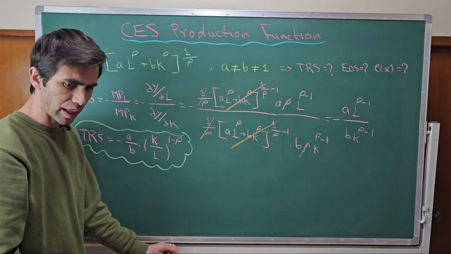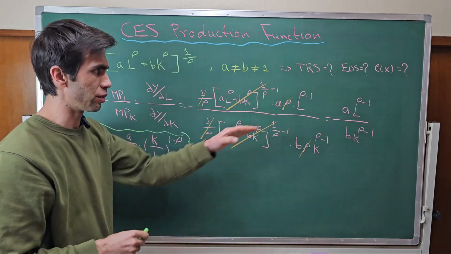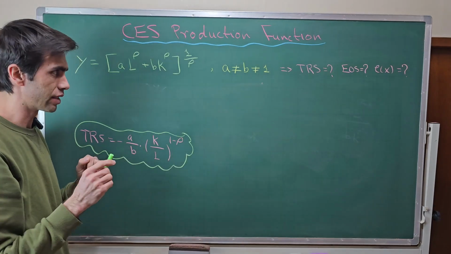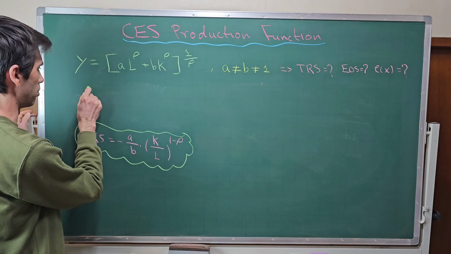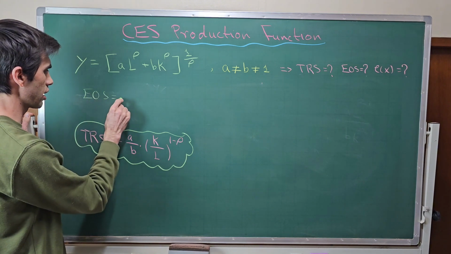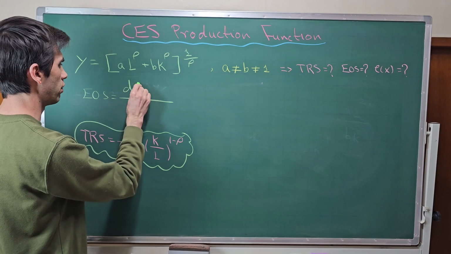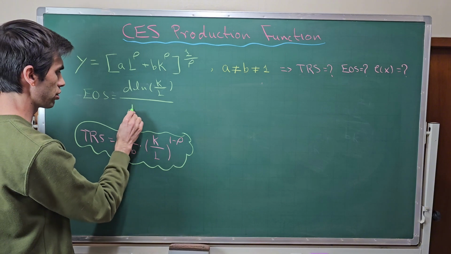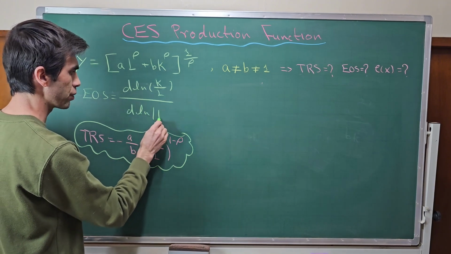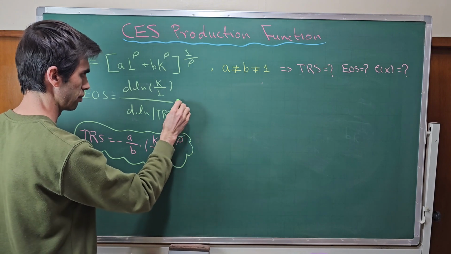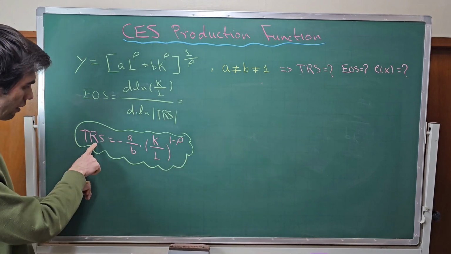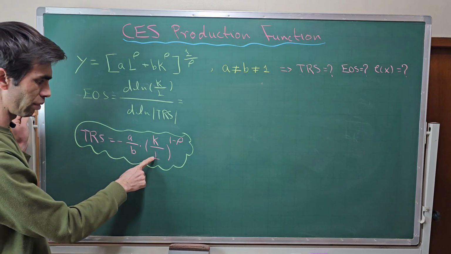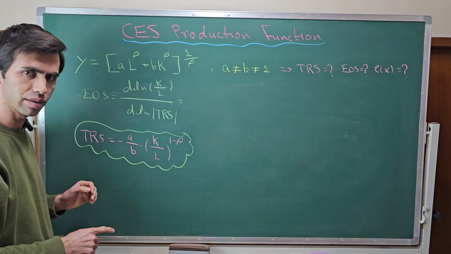So now let's move to the next step to find the elasticity of substitution. For the elasticity of substitution, we have this formula. Elasticity of substitution is equal to the derivative of ln of K over L with respect to the derivative of ln of the absolute value of the technical rate of substitution. This is the formula. So now we have the technical rate of substitution equal to minus A divided by B multiplied by K over L to the power of 1 minus rho.